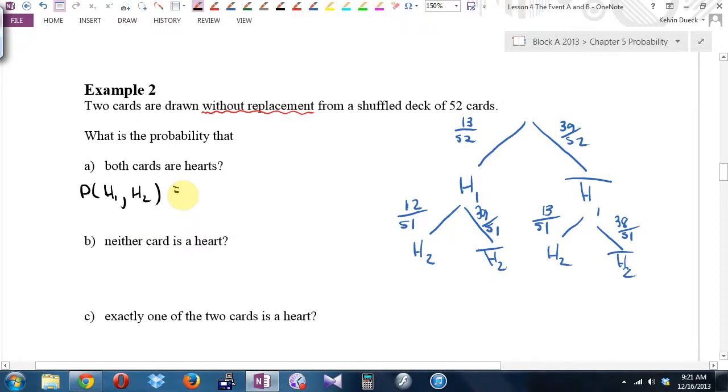What am I going to do, Brooke, with this number here and this number here? What am I going to do with the 13 out of 52 and the 12 out of 51? Because you want the first heart and the second heart. Yes? 13 out of 52 and 12 out of 51. I know that 52 times 51, I've done this one so often, it's 2652. What's 13 times 12? It's going to be 144 plus 12. It's going to be 156. Is that what you said? Which I'm sure reduces, but I don't care.